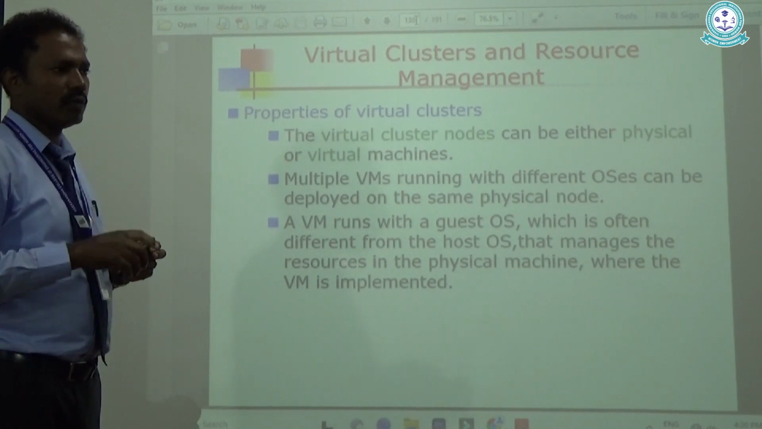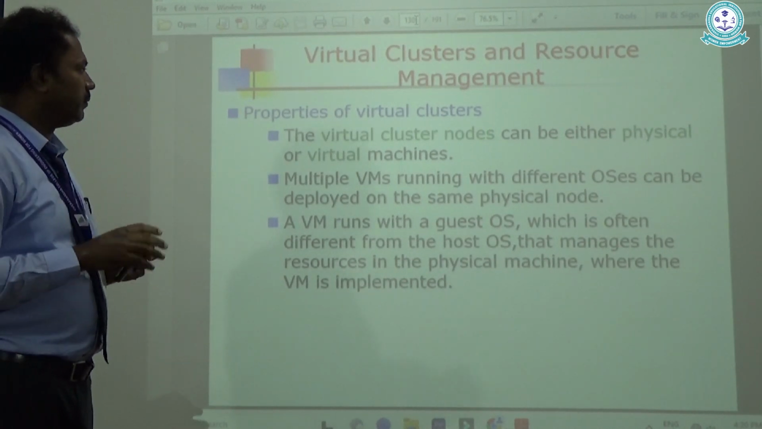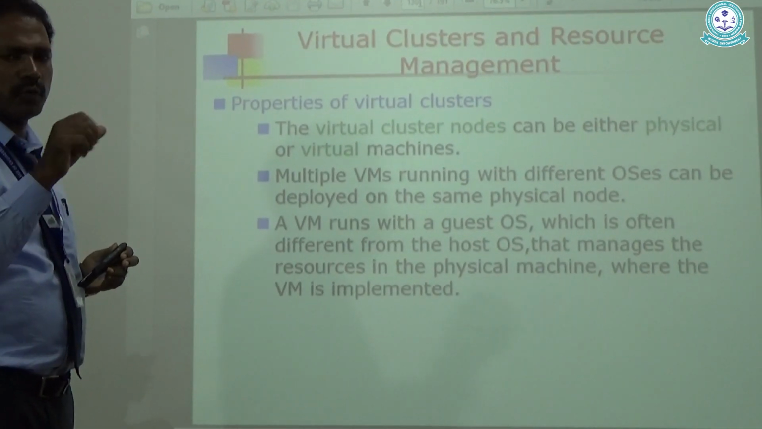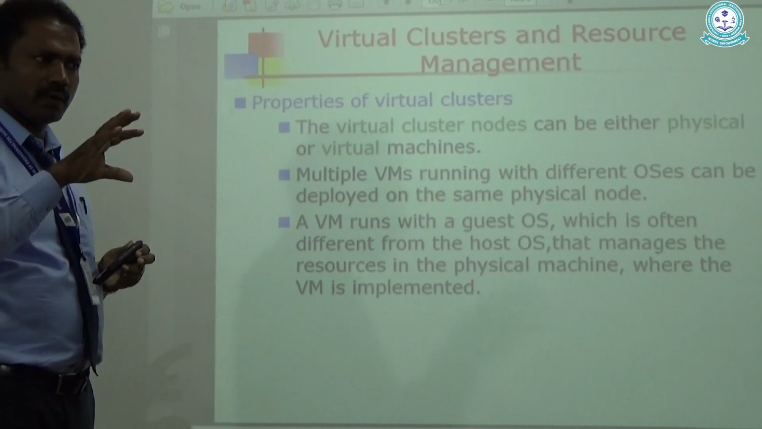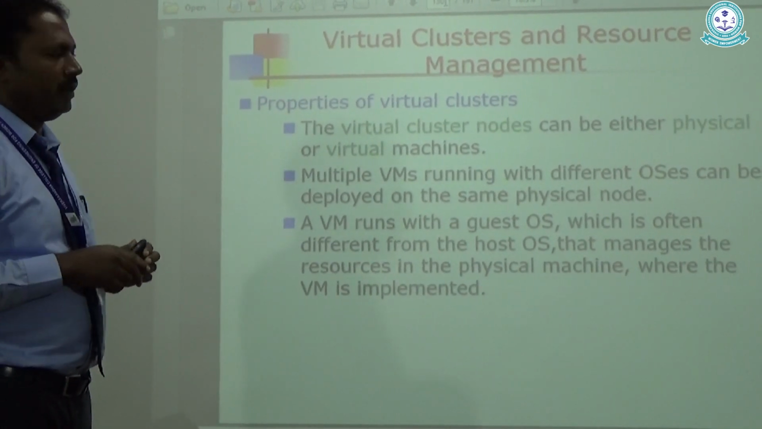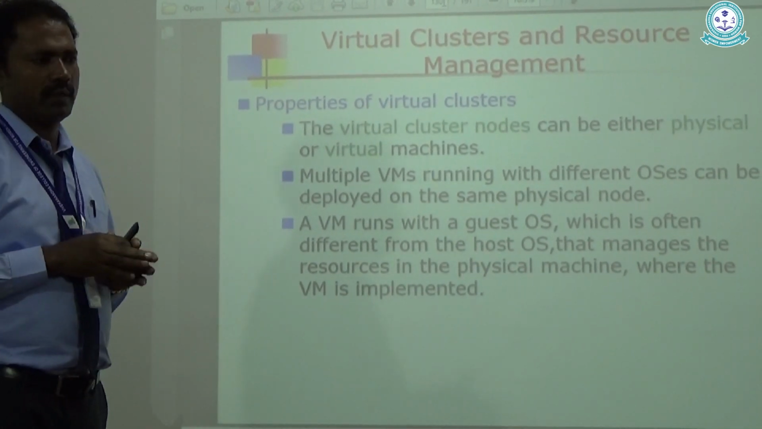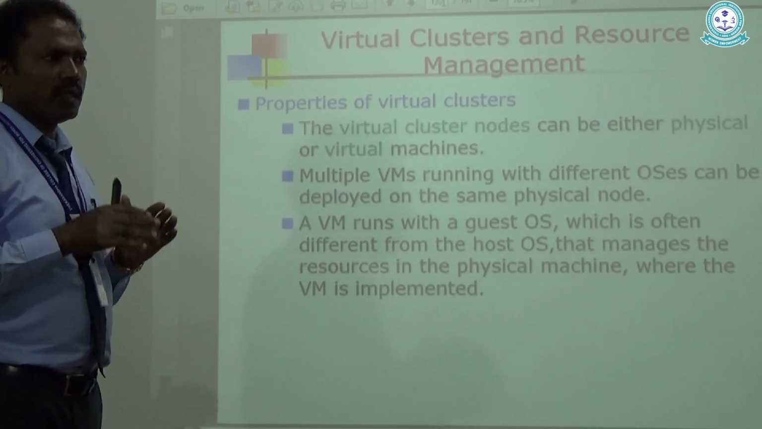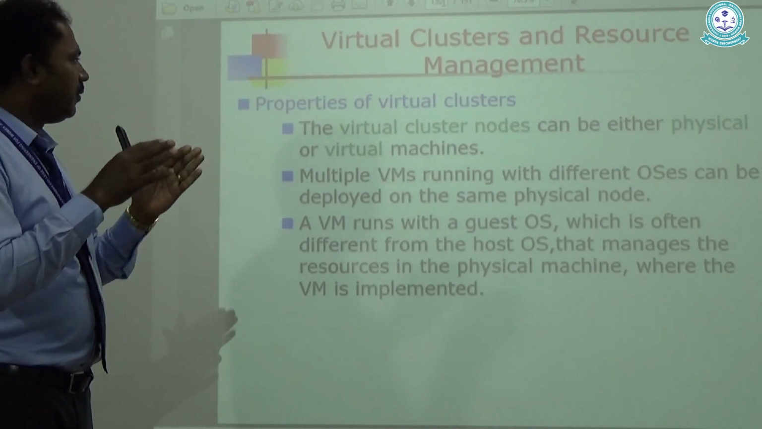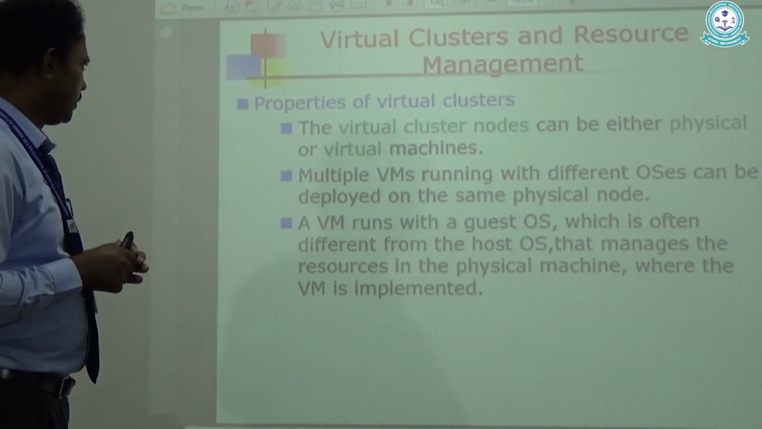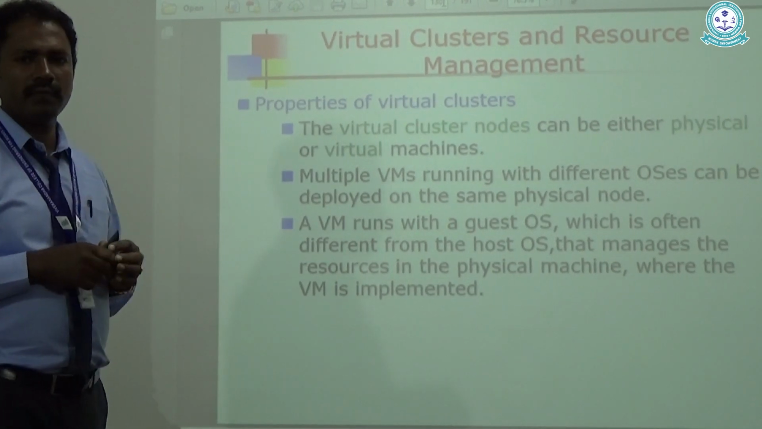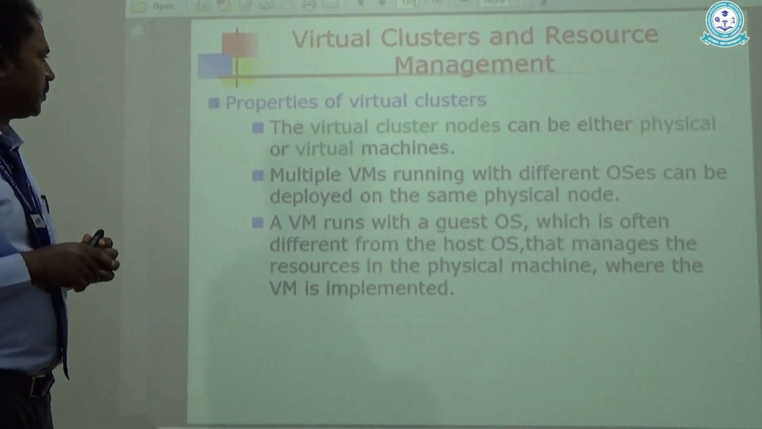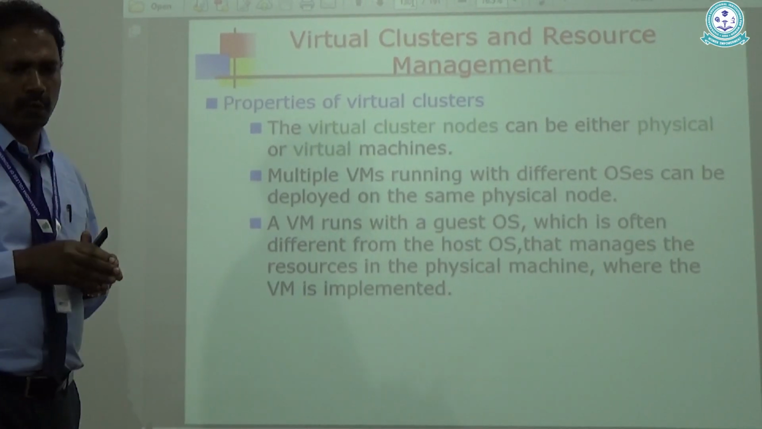That is, when we have a virtual cluster, the cluster consists of a group of physical machines as well as a group of virtual machines, or a combination of both virtual machines and physical machines. That is the structure of the virtual cluster. Then we see the next property of virtual cluster. Multiple virtual machines running with different operating systems can be deployed on the same physical node.